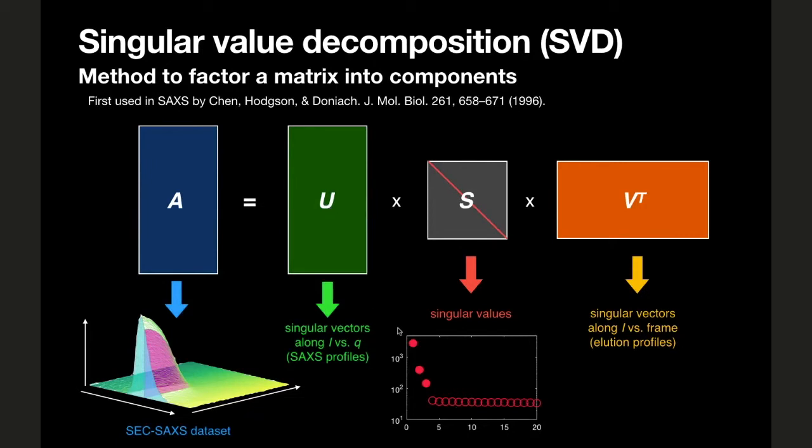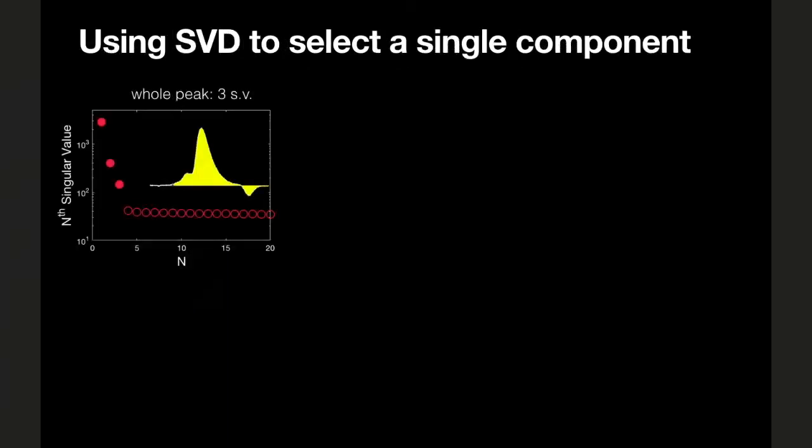And if all goes well, the number of singular values which is above this constant level is telling you how many different components there are in your data or in your mixture. In this case, you see three components, or three significant singular values. You might say, oh, there's probably three components in my scattering.